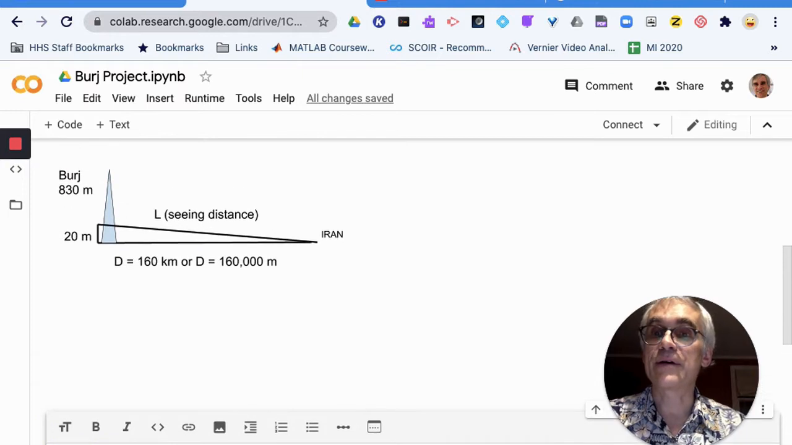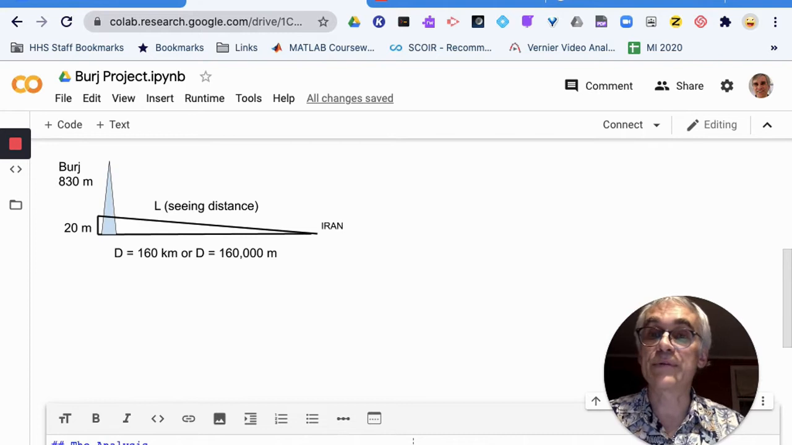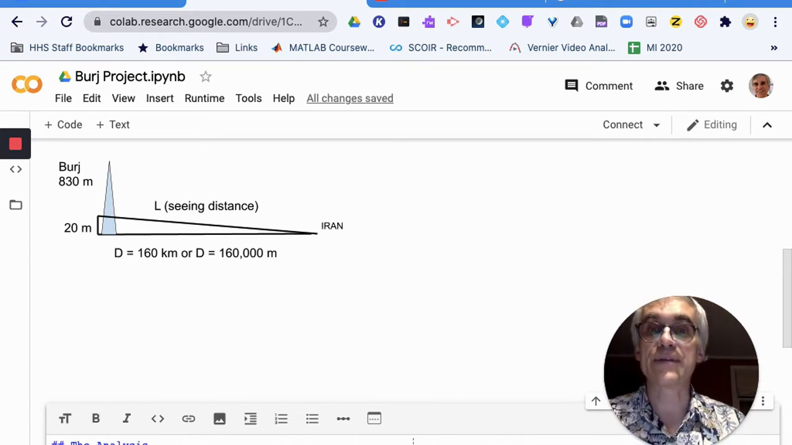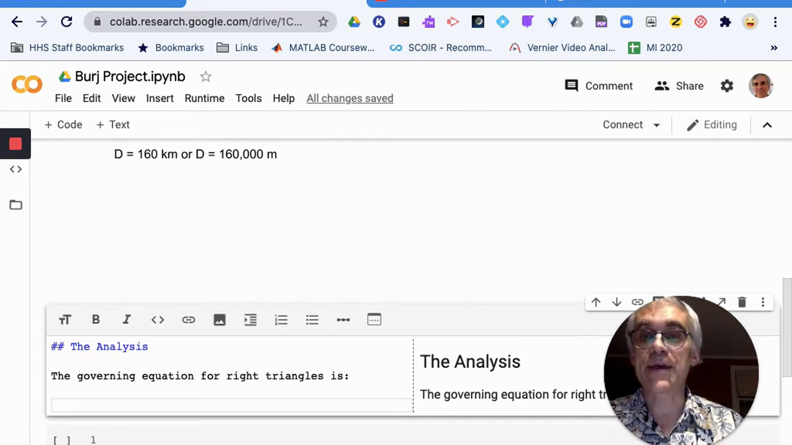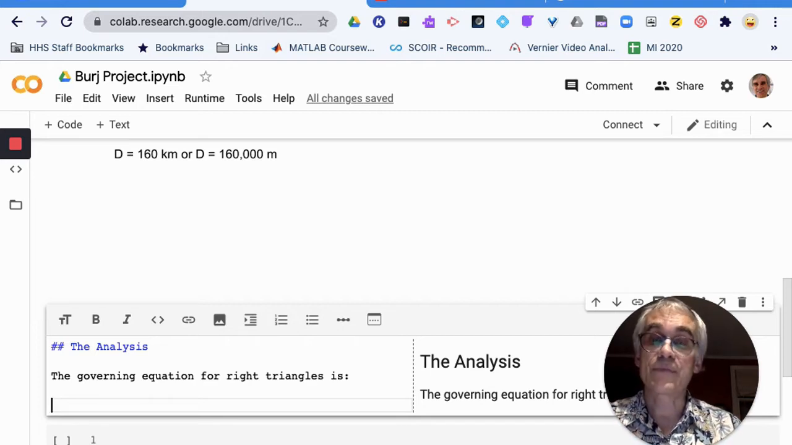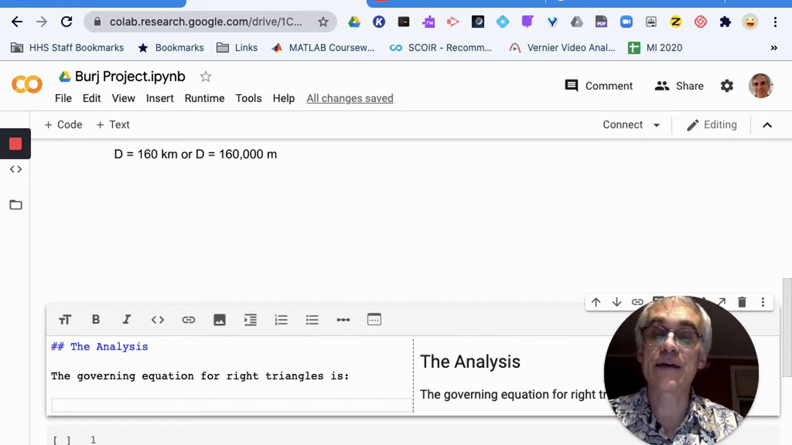And I had the vertical leg there, I didn't write a symbol, let's use H, and the seeing distance is L, and the horizontal leg is D. So let's write out Pythagorean theorem for that. Now I want to use a special code for creating this equation, and this is called LaTeX. It's a special programming language for creating nicely formatted mathematics, and it's really not that difficult.